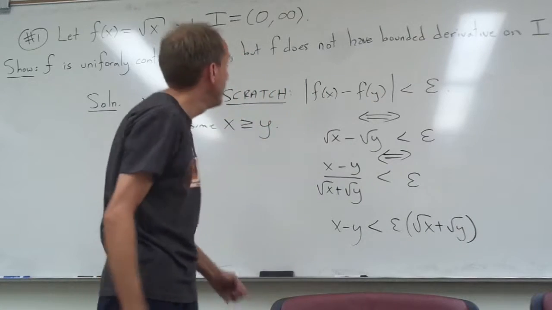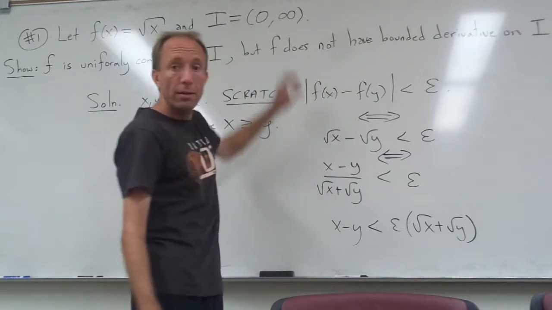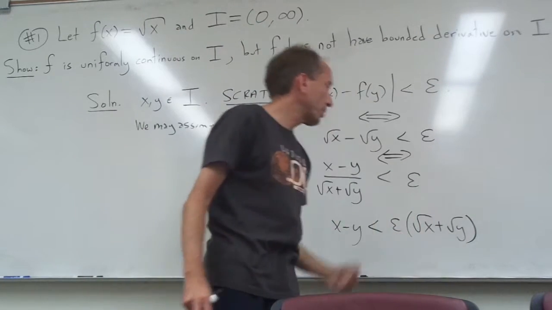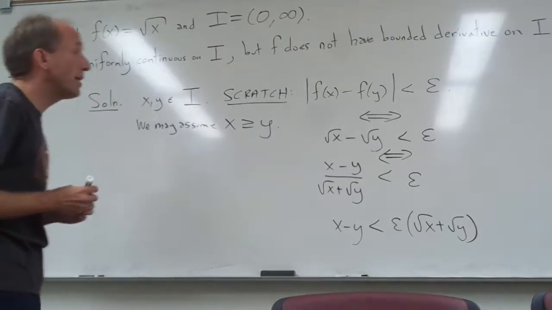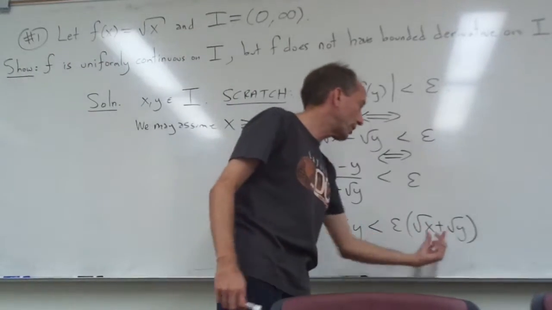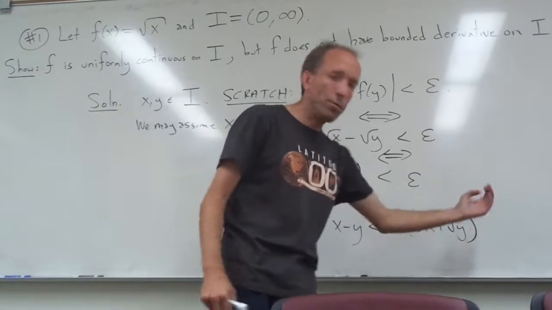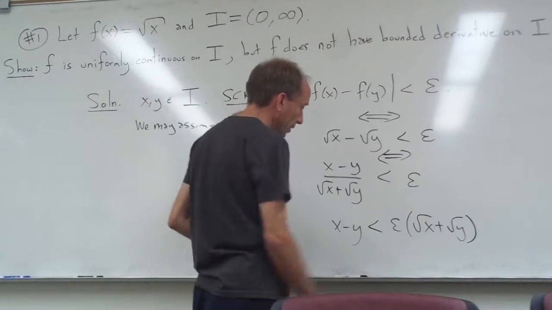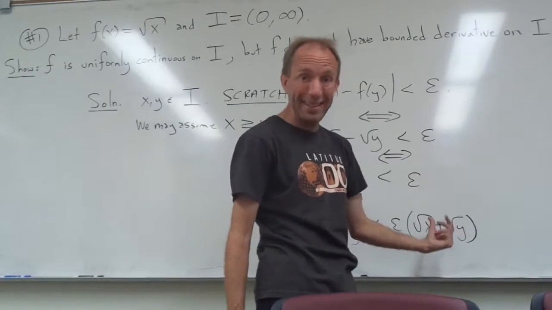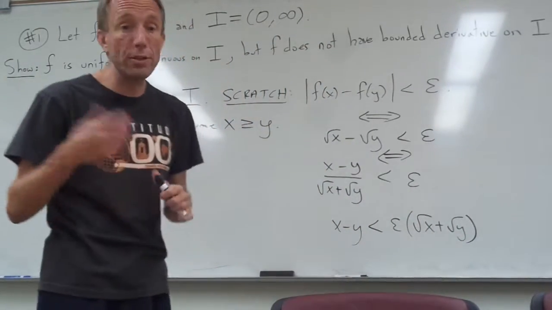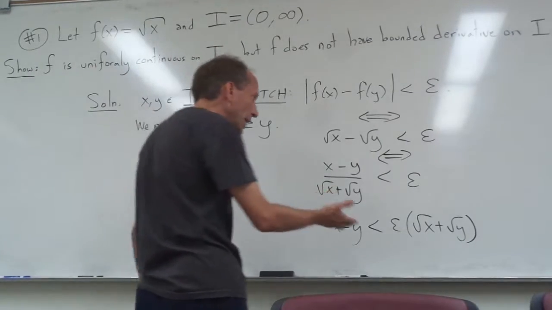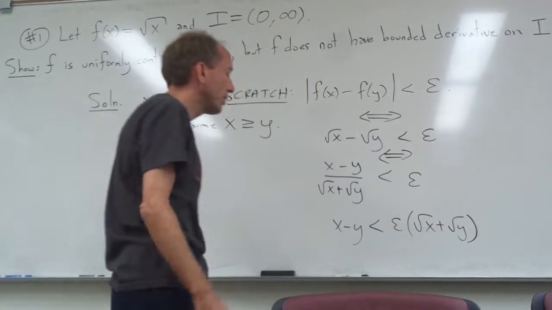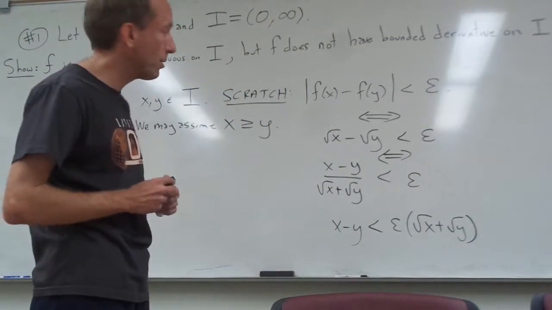The problem is that on this domain I, this square root of x plus square root of y could be anything from arbitrarily close to 0 all the way up to infinity. So we're having a difficulty here in getting a delta. Delta is supposed to be only in terms of epsilon, and here we see that it's going to depend on x and y pretty heavily as well.